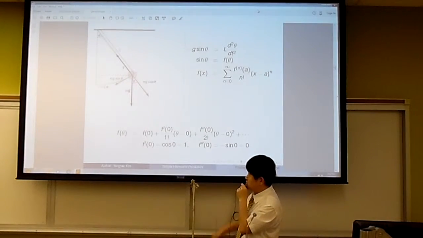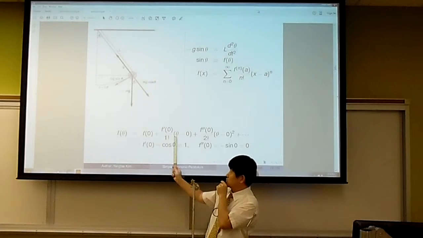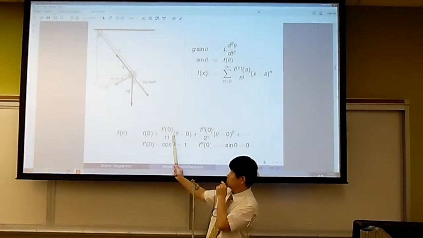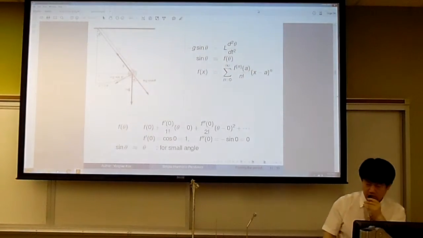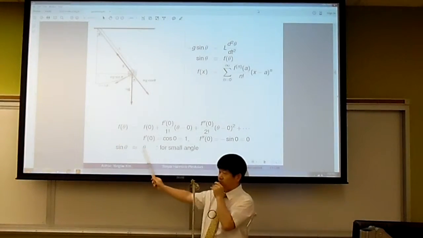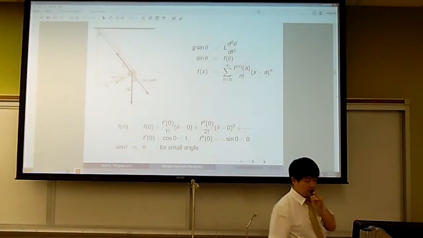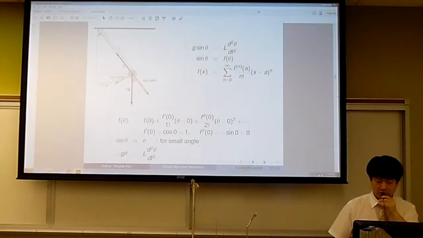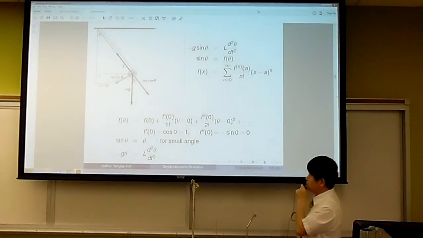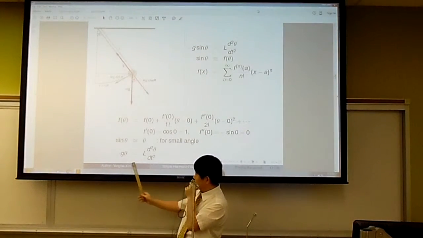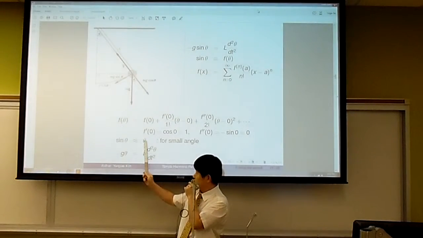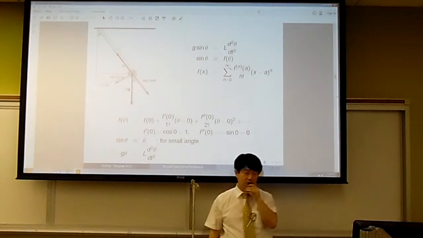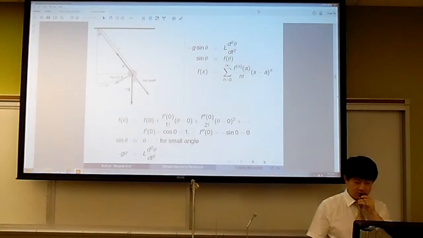So what's surviving is only this term. 1 factorial is also 1, so simply the second term is theta, which means sine theta is approximately the angle itself, theta. The angle itself, theta, is the same as the sine value of the angle. So we can write the equation: negative g theta, not sine theta now, we replace sine theta with theta, equals L times the second derivative of angle theta.